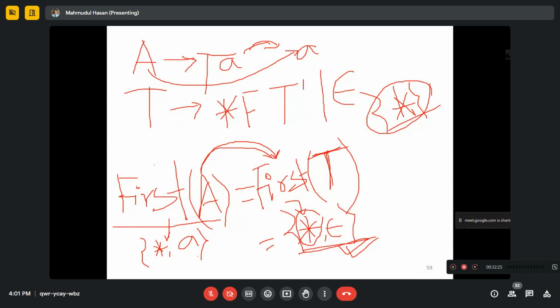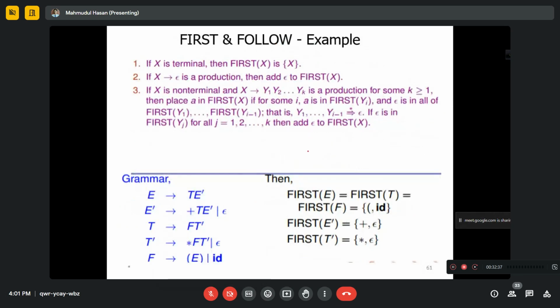Okay. This concept is clear to all of you? Now just try to solve. My question is, what is the first of E? That means I need to go to the leftmost one. First of E, then we need to go to here.